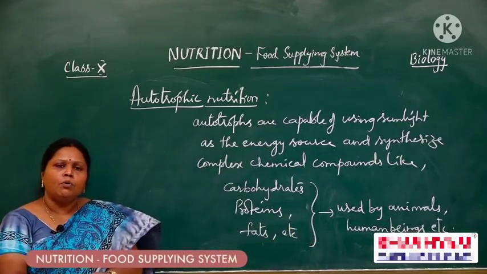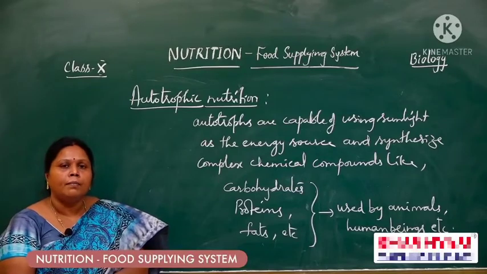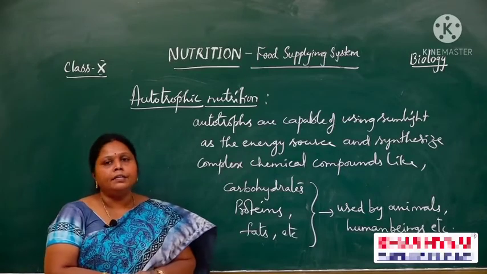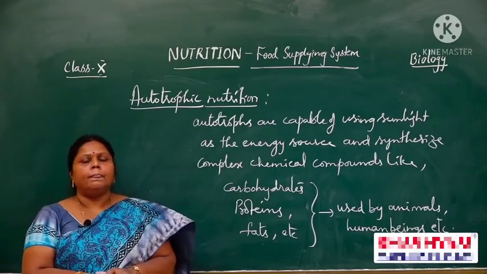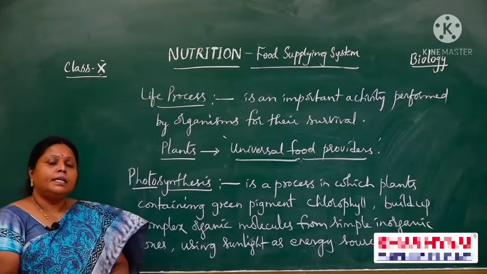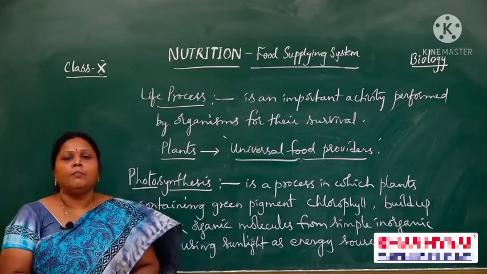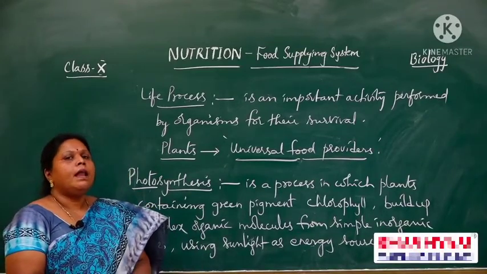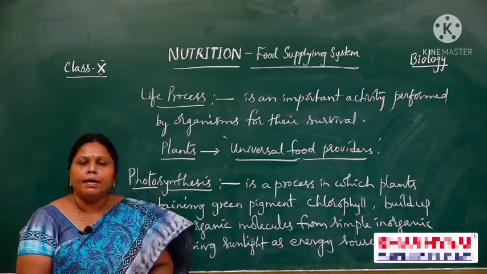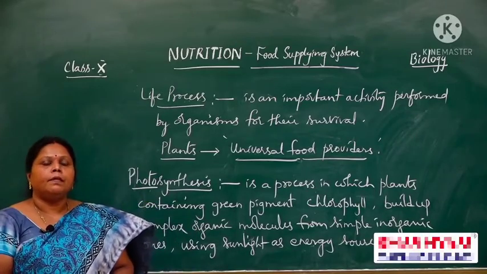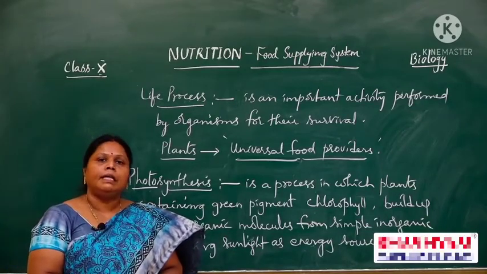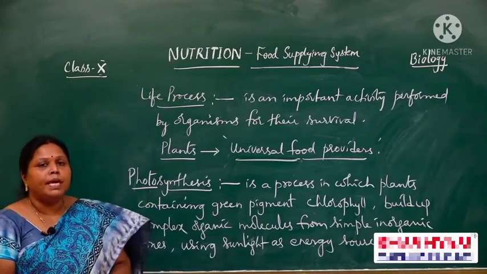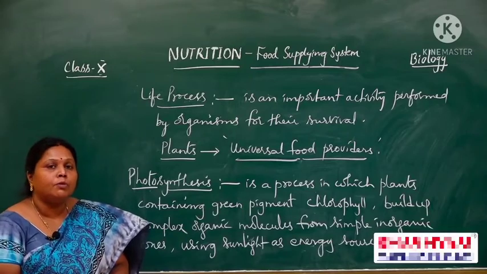We all know that most of the food we eat we get from plants, isn't it? Though we may eat animals, those animals in turn are dependent on plants. As I told you, the scientists are working on different life processes performed by plants, right? So then what is a life process? A life process is an activity performed by the organism for its survival. So a number of such life processes are going on in living organisms. One of the important processes makes the plants universal food providers.